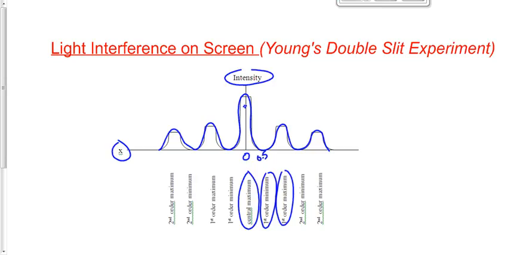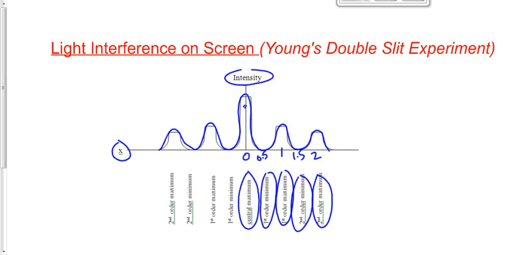First order maximum, first order antinode, first order constructive interference, first order bright spot. We assigned a number of 1 to that. Second order minimum, 1.5. Second order maximum, 2. And so on and so on. And it goes on the other side as well.